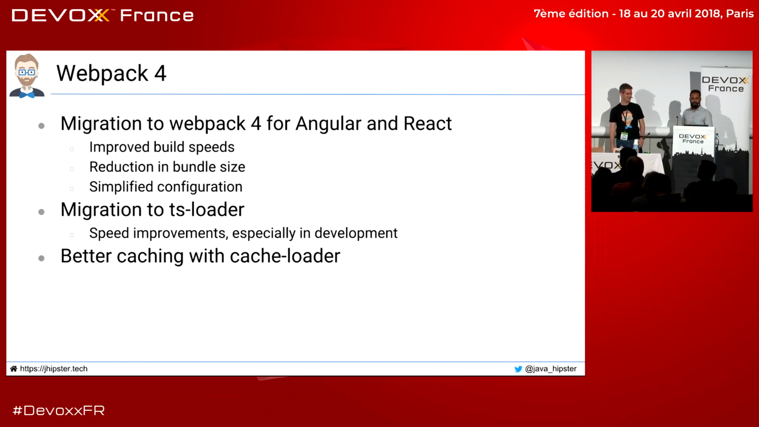Another important news in JHipster 5 is migration to Webpack 4. Webpack 4 is supposed to be much faster than Webpack 3. So we migrated to Webpack 4 for both Angular and React. Of course the build speeds have improved. If you are running in prod, your bundle sizes should be slightly better compared to Webpack 3, due to the new Uglify.js configuration and the default optimizations that Webpack 4 now does.